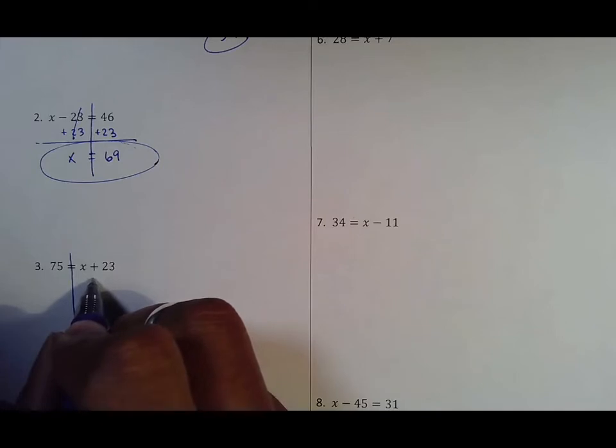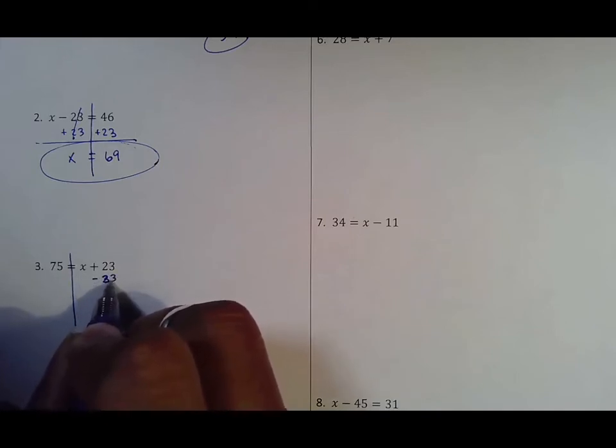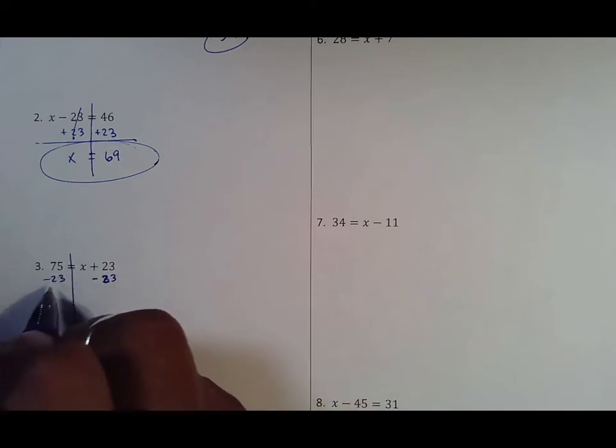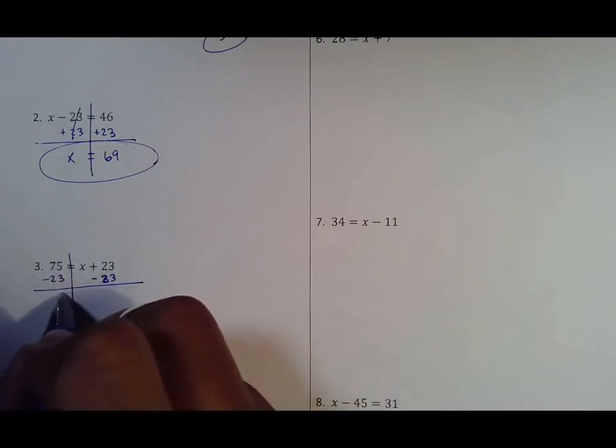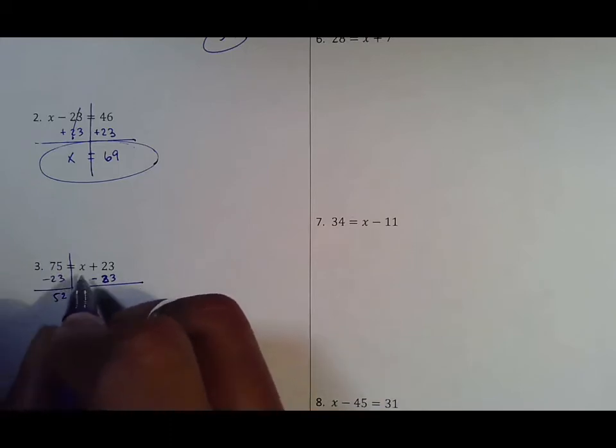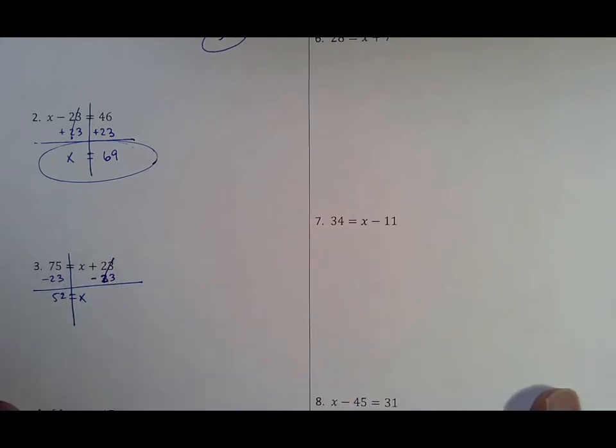The way we move that is by putting minus 23 and minus 23. Here, 5 minus 3, 2, 7 minus 2, 5. X comes down, these two things cancel, and that is all.